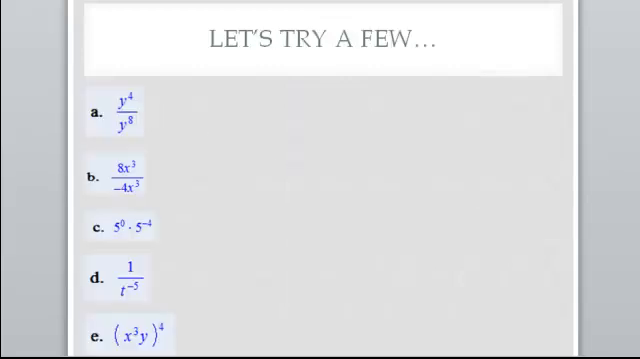Okay, let's try some. On all of these, we can use the properties of exponents, or we can just write them out the long way. It's really up to you. This will be y to the 4 minus 8 if we use the properties of exponents. Well, that's y to the negative 4, or 1 over y to the 4th.